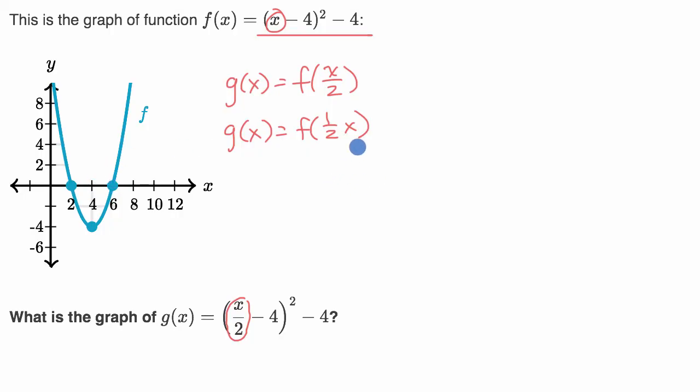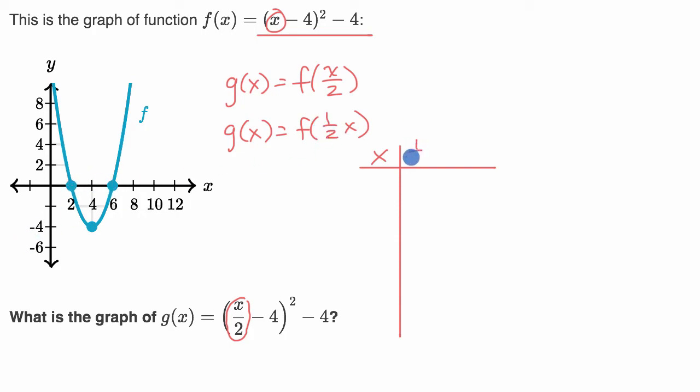So let's think about this. Last time, when it was g of x is equal to 2x, things were happening twice as fast. Now things are going to happen half as fast. And so what I would do, let me just set up a little table here. The interesting x values for me are the ones that if I take half of them, I'm going to get one of these points.